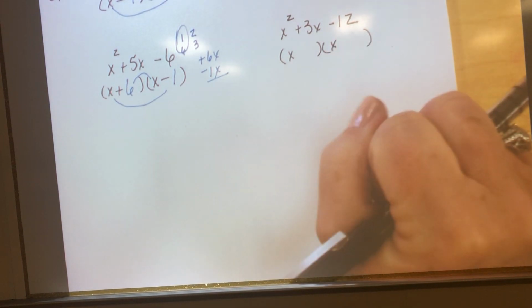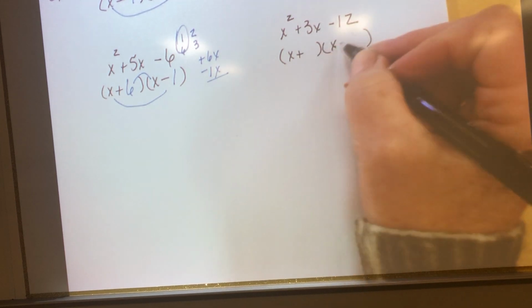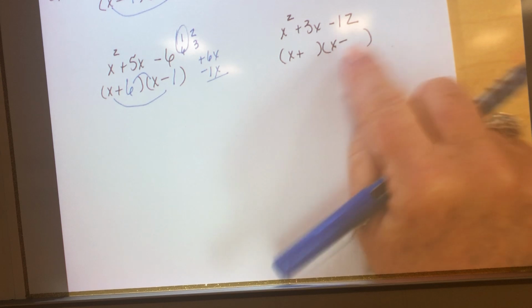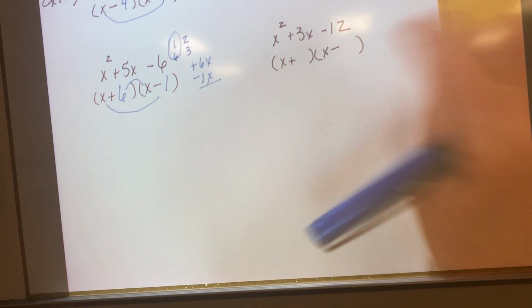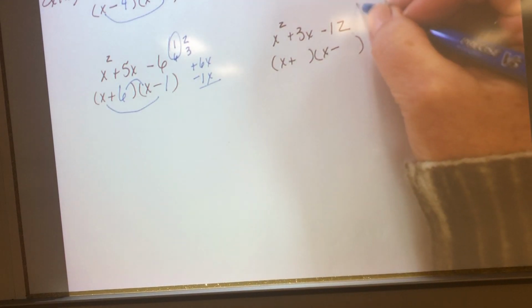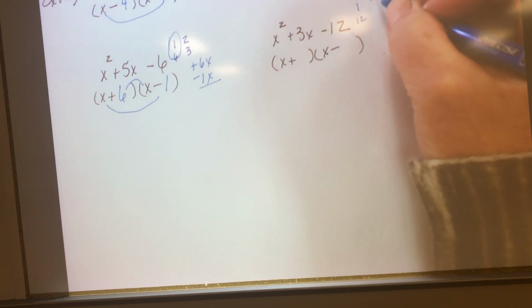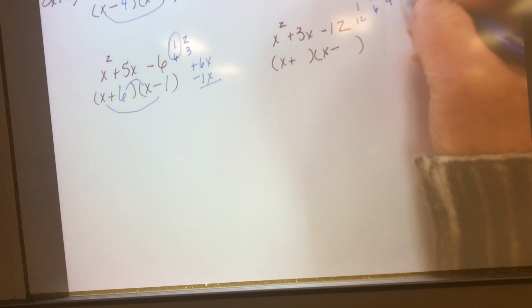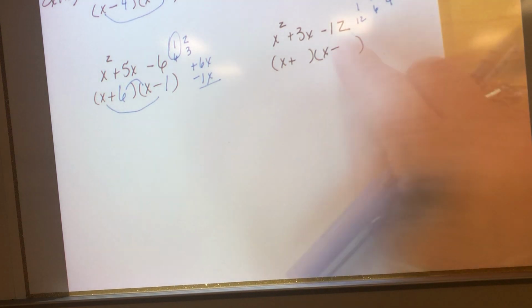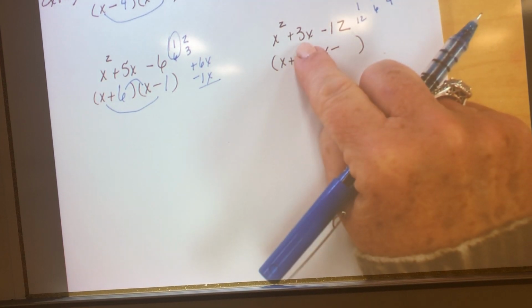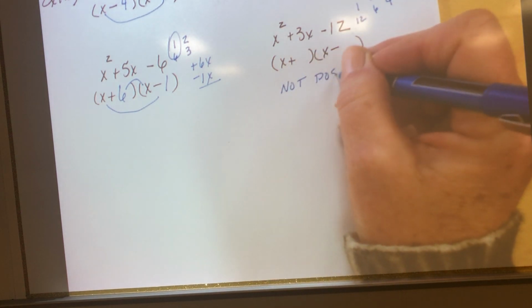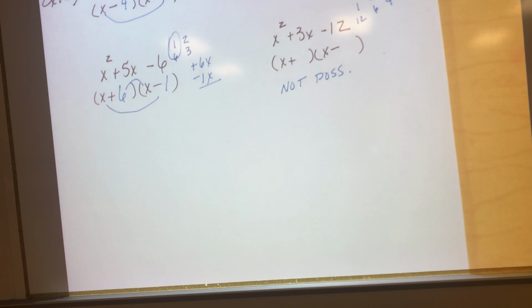What does the minus sign mean? They're different signs. Okay, so plus and minus, alright? And when I try to do it in my head, I go, whoa, wait a minute. Alright, so let's write it down. The factors of 12. 1 and 12, 2 and 6, 3 and 4. Who subtracts to be 3? None of them. Not possible, okay? Not possible.